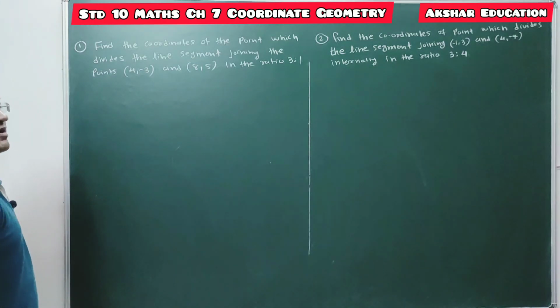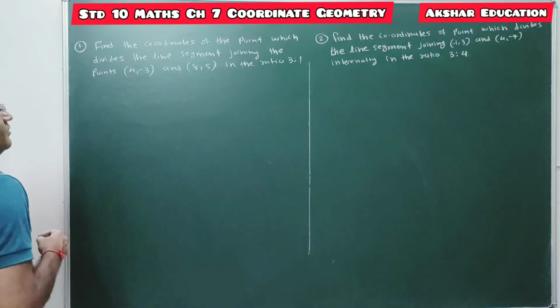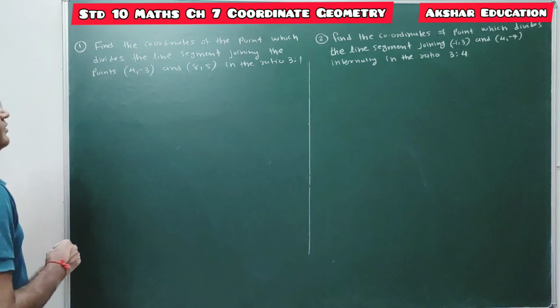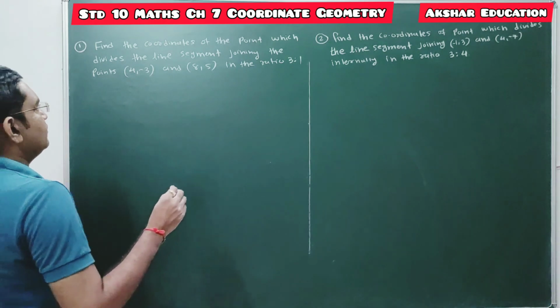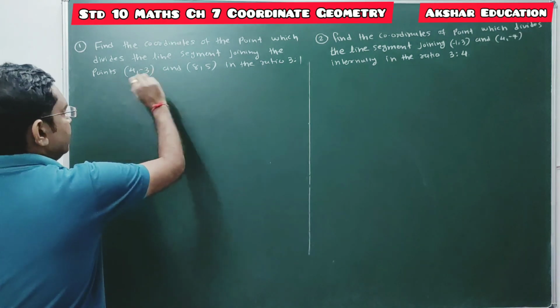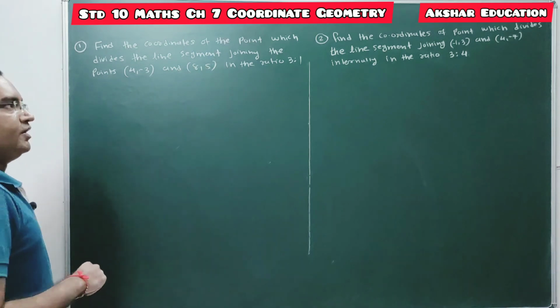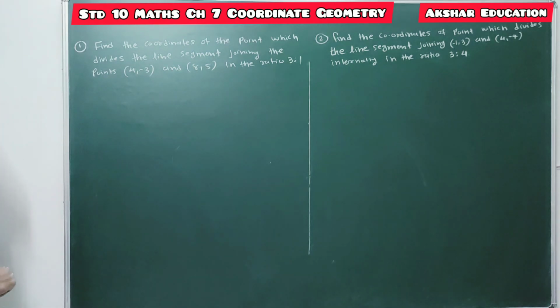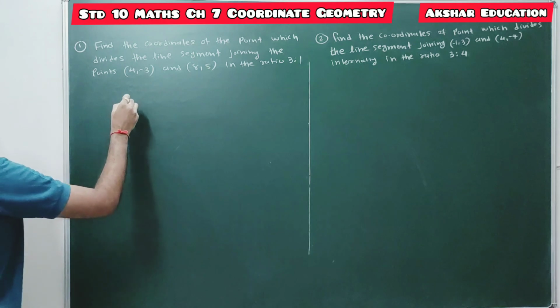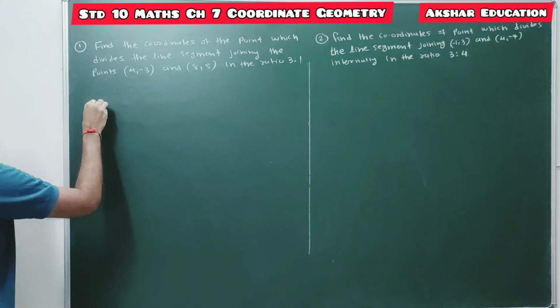Questions based on section formula. Question number 1. Find the coordinates of the point which divides the line segment joining the points (4, -3) and (8, 5) in the ratio 3:1 internally. We have to consider the internal division.